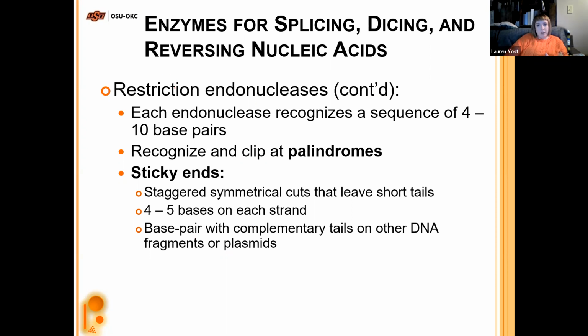What do they do for us now? Endonucleases will recognize a sequence of 4 to 10 base pairs, and they clip at what we call palindromes. I'm going to show you what I mean by that. It's the same forwards as it is backwards, like race car. Literally the word, right? It's the same forwards and backwards.